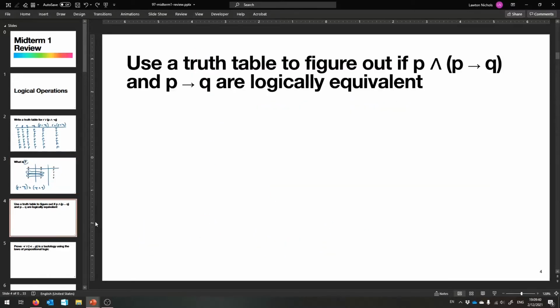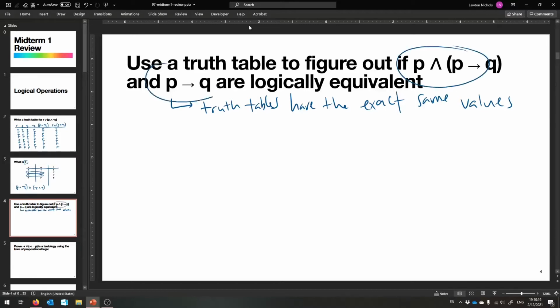More truth tables, but now we're talking about equivalence. Okay, so let's write a truth table to figure out if this and this are logically equivalent. And that means, remember, their truth tables have the exact same values in each column. And by column, I mean row, don't I? Okay, so let's keep going. Well, we're going to have to put all these together, and let's go a bit faster maybe. Let's see if we can.